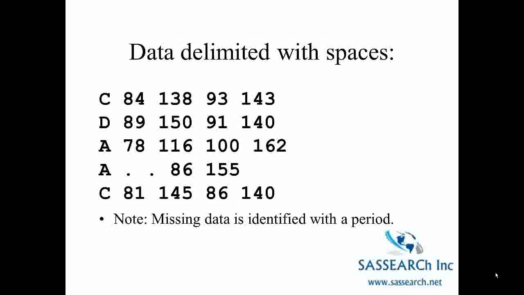The following slides show how data may look in a text file. Here, spaces are used to delimit or separate free-formatted data. This is the most common way you will type the data directly into your program. There are 5 variables here and 5 observations. The variables are clinic, diastolic blood pressure at 6 months, systolic blood pressure at 6 months, diastolic blood pressure at 12 months, and systolic blood pressure at 12 months. Note here that if the data is missing, it is indicated by using a period.